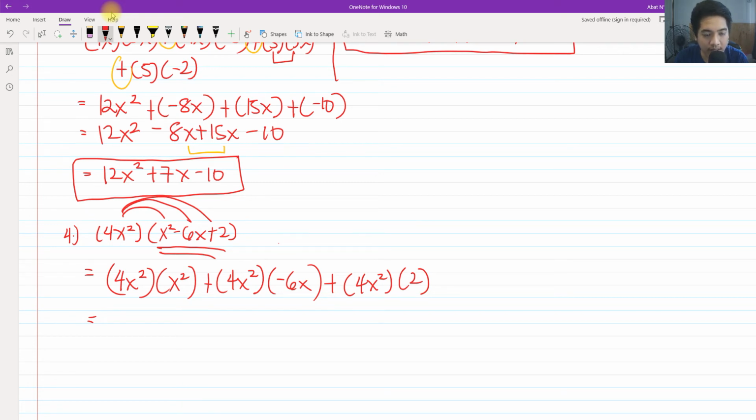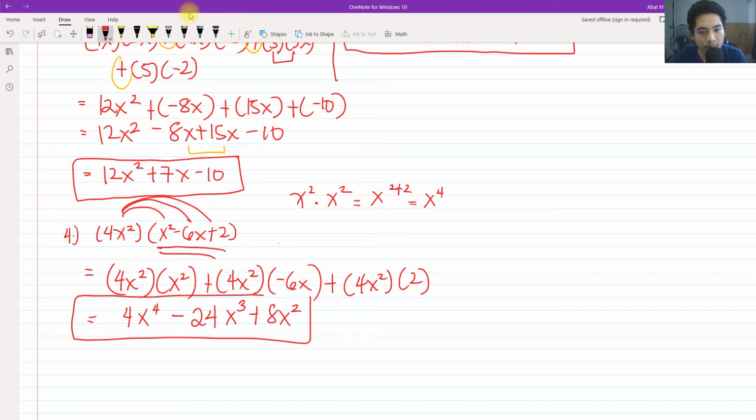So 4x squared times x squared, that's 4x raised to 4. Remember that we are multiplying exponents with the same base, so we can add the exponents. So this becomes x raised to 4. And then we have 4x squared times negative 6x. Technically, this will be negative because of the negative 6x. Negative 6 times 4 is negative 24. X squared times x would be x cubed. And then lastly, we have 4x squared times 2. That's positive 8x squared. So that's how you simply multiply that 4x squared into the trinomial there.